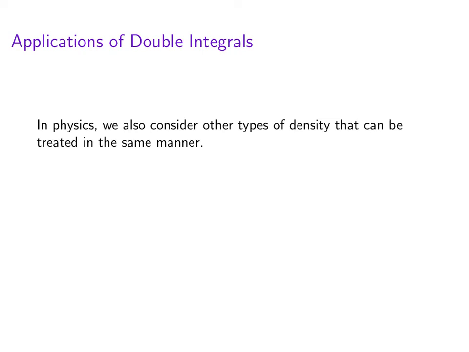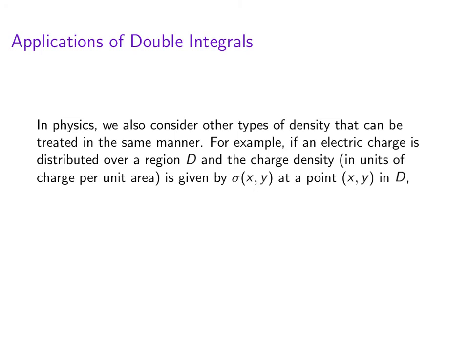And in physics, we also consider other types of density that can be treated in the same way. So as an example, you could have an electric charge that's distributed over some region D. Maybe you have some metal plate, and we have a function that gives us the charge density. That's units of charge per unit area. And so now we'll use a function like sigma of (x, y) to indicate the charge density at some point on the lamina.